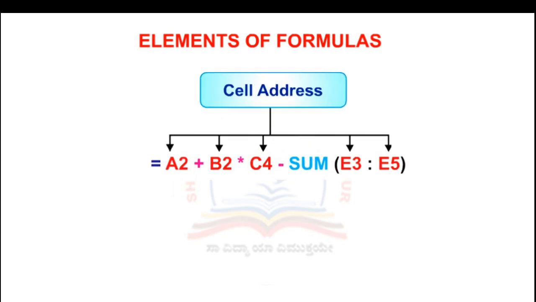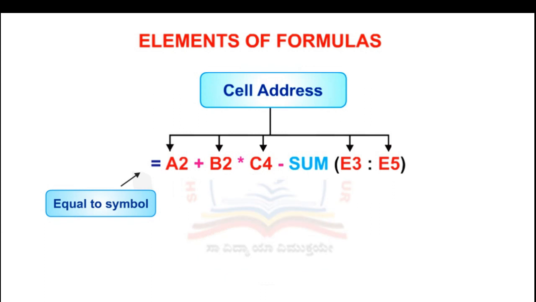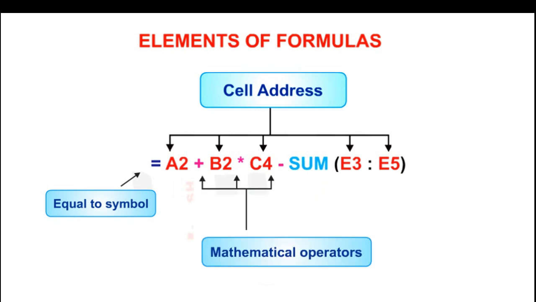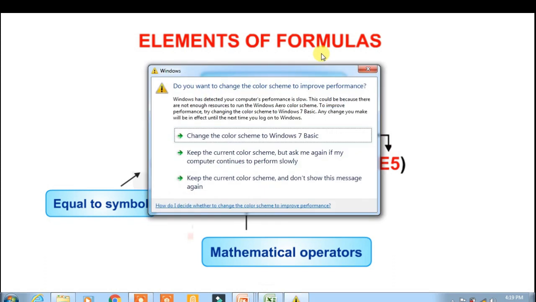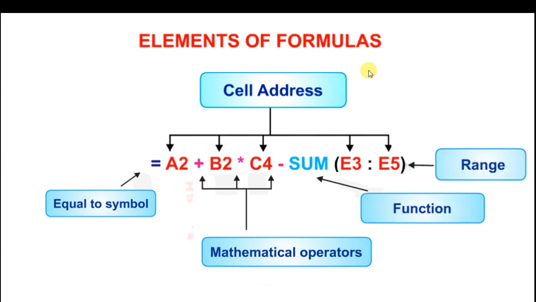Here we have an example. E2, B2, C4, E3, E5 are the cell addresses. This is the equal to symbol. These are the mathematical operators: plus, multiplication and subtraction. Sum is a function. E3 to E5 are the range. Children, hope you understood about formulas and elements of formulas. Let's create a basic formula in Excel.